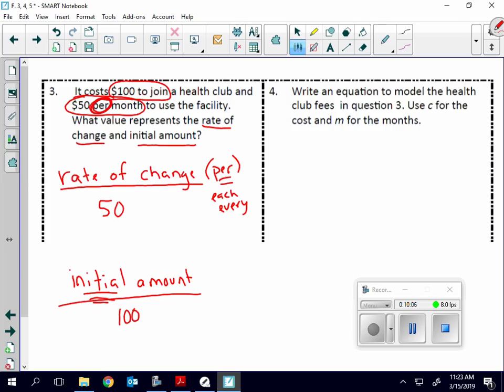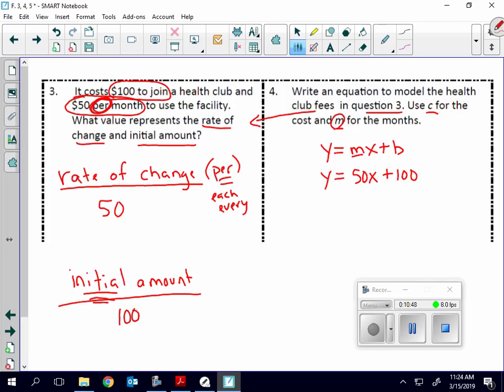Number 4 wants me to write an equation to model the health club fees in question 3. So it wants me to write an equation for this stuff. Well, we know the m is 50. The slope is 50, I should say, and the y-intercept is 100. So if they want us to use C and M, I'll go ahead and use that. Let me write it like this first. And of course, this m is not the same as this m, okay? Just to make sure you know that. But if I'm going to write it in slope-intercept form, let me do that first, where you know your m is the rate, which is 50, and the y-intercept is the b, which is 100.